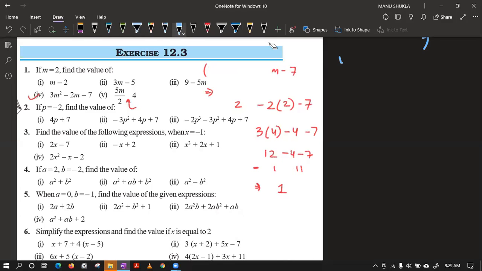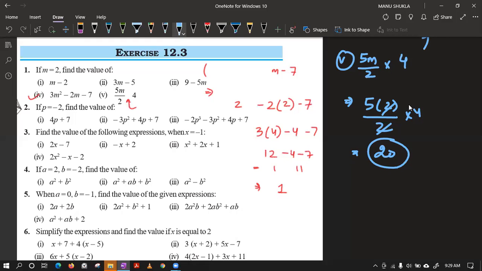So we have fifth part, 5m by 2. Nothing is there. We can consider it to be a multiplication sign and 4. Okay, you're talking about the fifth part. Okay, fine. Let us put the value. We have to put m equal to 2. If I put m equal to 2 into 4, what will happen? 2 and 2 will cancel. We will have the answer as 20. If we assume it as a multiplication sign.